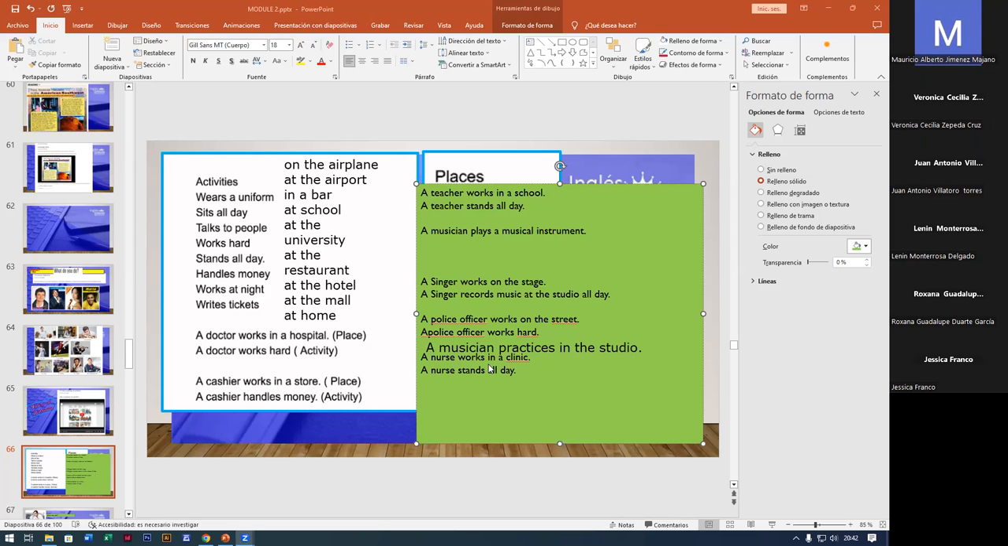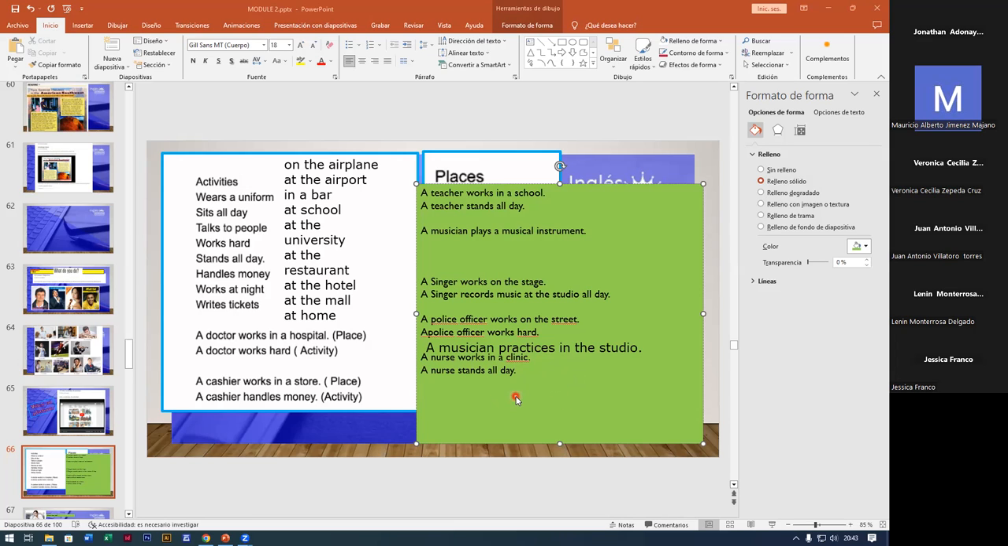Luz Garcia: a nurse works in a clinic. Thank you. Roxana Guadalupe: a nurse stands all day. Excellent. Thank you. If you observe here, we have the verb in all of the forms, they have the S form. You say a teacher works, a teacher stands, a musician plays, a singer works, a singer records, a police officer works, a musician practices, a nurse stands. Why? Because it's simple present. Siempre que sea simple present y tercera persona singular, so he, she, and it, you need to include the S to the verb. Questions about this?